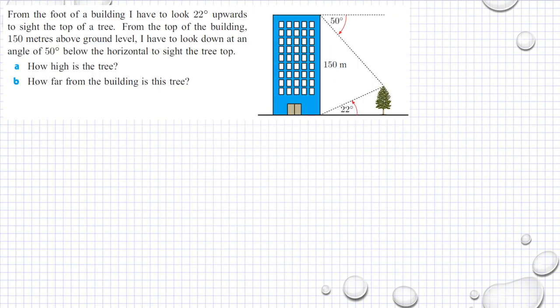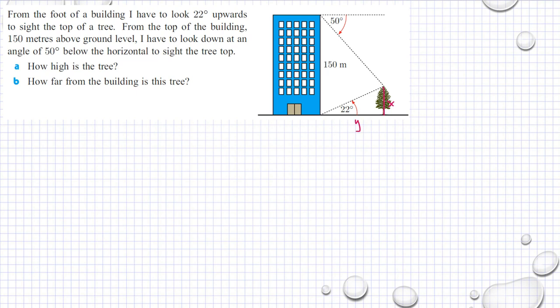From the foot of a building, I have to look 22 degrees upwards to sight the top of a tree. From the top of the building, 150 meters above ground level, I have to look down at an angle of 50 degrees below the horizontal to sight the treetop. Okay, how high is the tree? If we call this X. And how far from the building is the tree? If we call this Y.